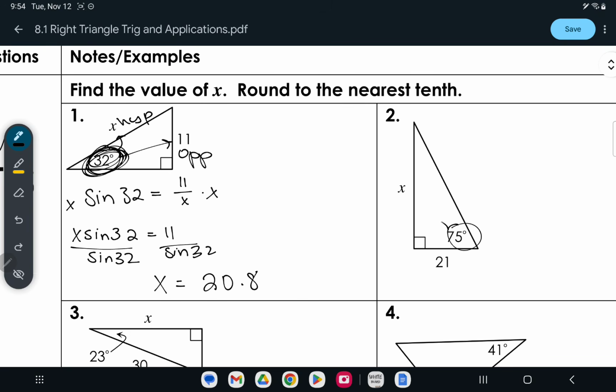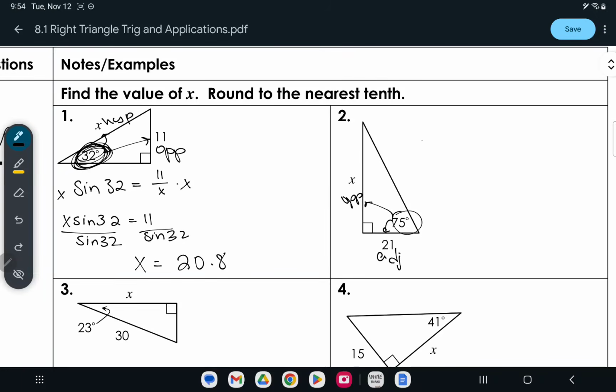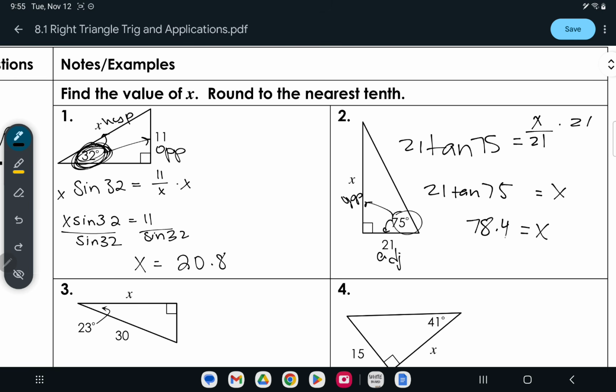Let's get another one. Here's our angle. I have opposite and adjacent. So the trig function that goes with that is tangent. So tangent 75 is opposite over adjacent. And then we'll do some algebra. I can multiply both sides by 21. So x equals 21 tangent 75. So x equals 78.4.